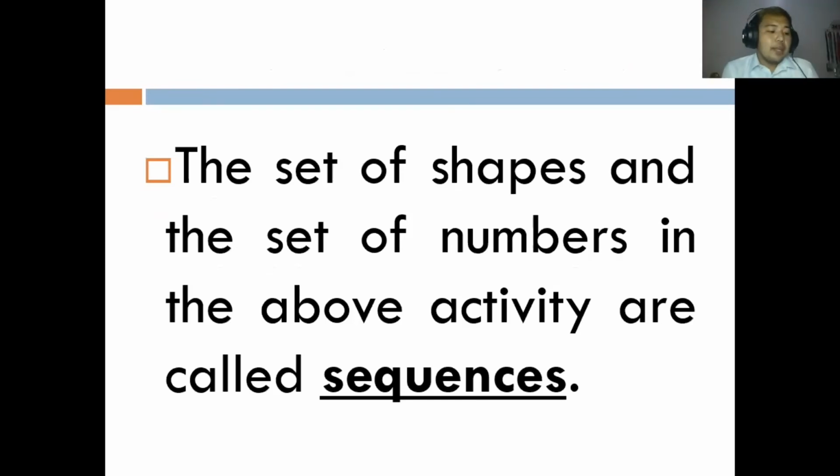So, as you can see, the set of shapes and the set of numbers in the above activity are what we call sequences. But in your module, page 5, by definition: a sequence or progression is a list of numbers written in a specified order that follows a definite pattern or rule. So when asked what the pattern or rule is, based on that you can know the next. As long as the numbers have a pattern and follow the same rule for how they are obtained, that is called a sequence, or progression.